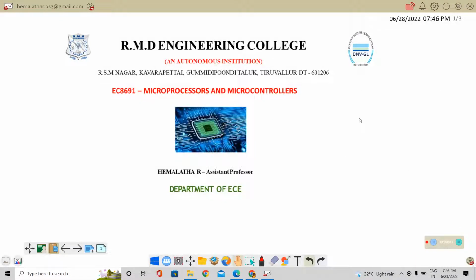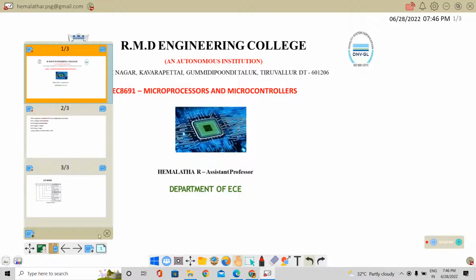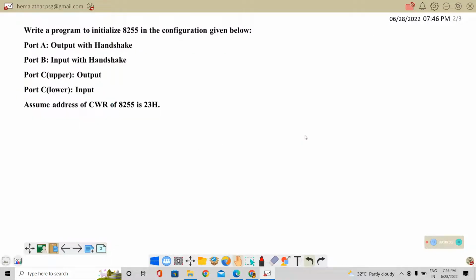Hi guys, today we'll discuss how to write a program to initialize your 8255. This 8255 is a parallel communication interface, and it has three different ports: port A, port B and port C. Port C is divided into two, one called port C upper and the other port C lower. Each port carries 8-bit information.